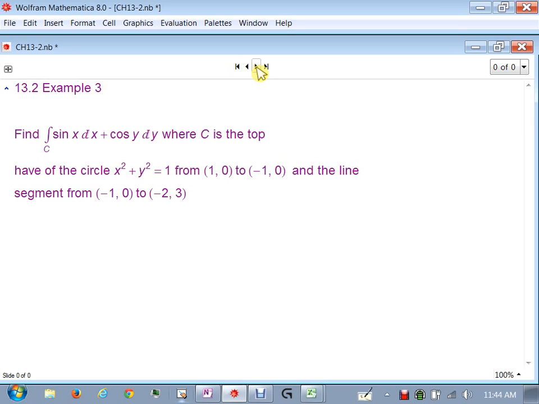So here's an example of that notation being used. I want the line integral over C of sine x dx plus cosine y dy, where C is given. So this notation means I actually have two separate line integrals, right? I have one with respect to x, one with respect to y. They're both going over C. So let's see what happens here.